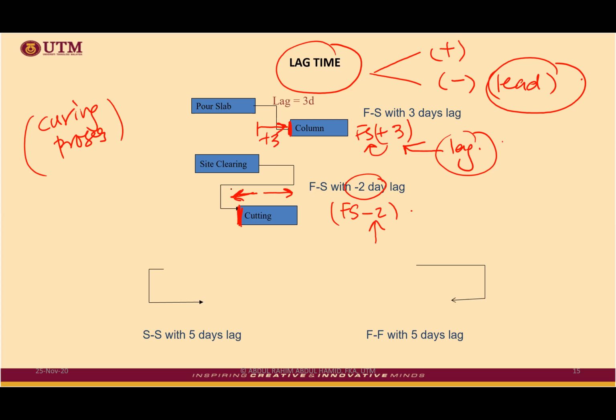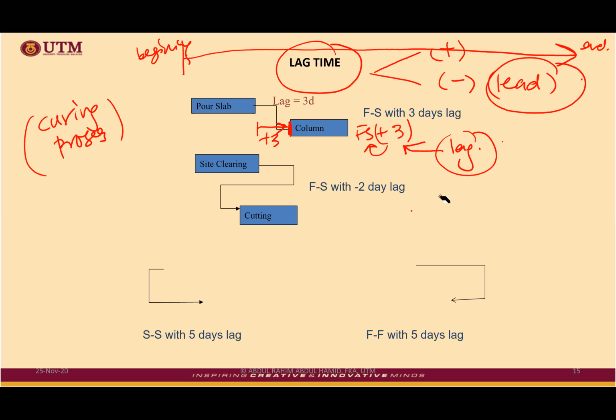Why? Because remember, the way we draw the diagram is from left to right. Left indicates the beginning of the project, then this is the end. So earlier means we push backward a little bit. Later means we push forward. That is the concept. So if, for instance, based on calculation, negative lead is there, let's say site clearing is 3 days, cutting is 2 days. How would this calculation be?